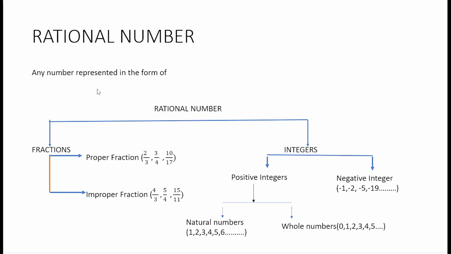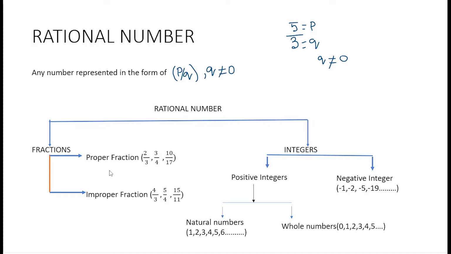So what are rational numbers? Any number that can be represented in the form of p by q is called a rational number, where q should not be equal to 0. An example, let me give you 5 by 3. We can call it a rational number, where 5 is equal to p and 3 is equal to q, and q is not equal to 0. So that is the definition of a rational number. Rational numbers are divided into fractions and integers.